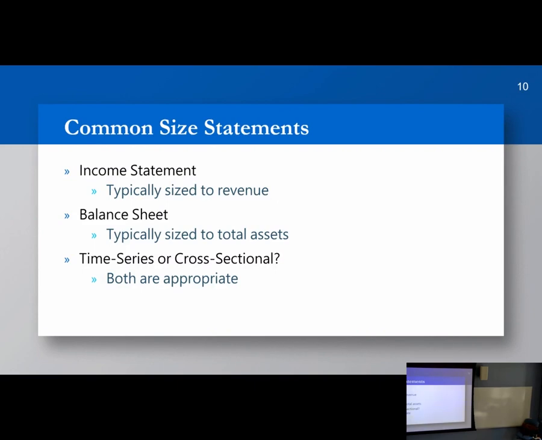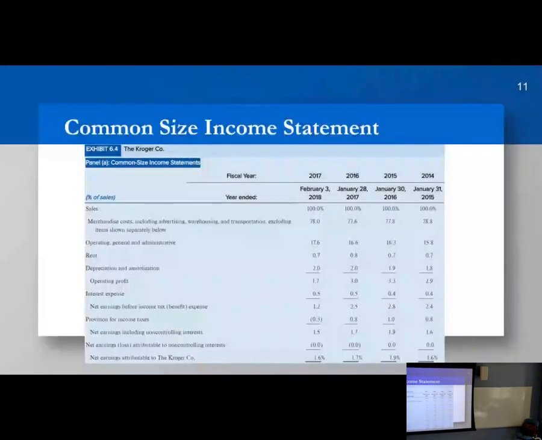Right, so the whole idea here is just for us to have an equal footed basis to gauge the rest of the inputs on financial statements. All right, so what we have here is Kroger's income statement from 2014 to 2017. Basically, what we're doing is we're looking at things as a percent of sales within each year.